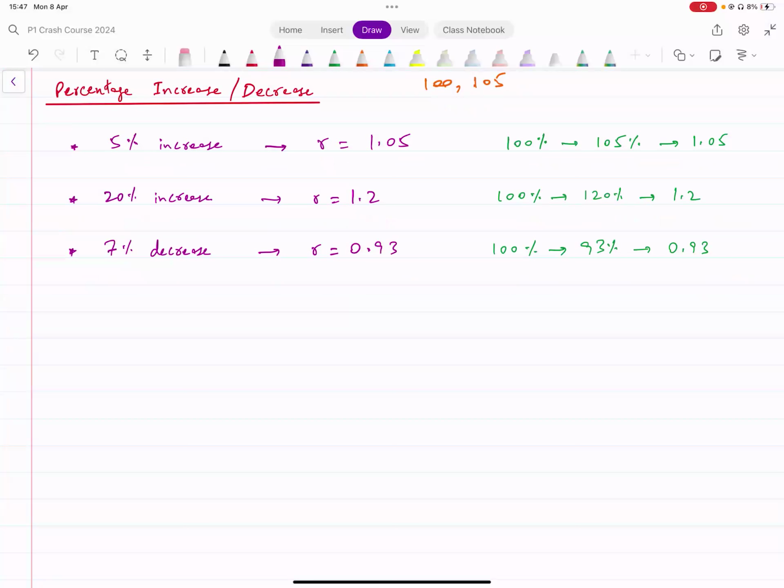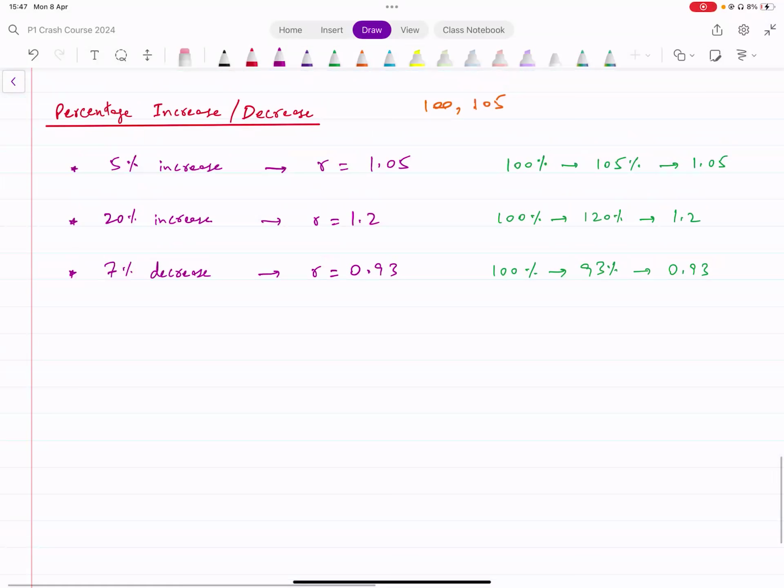Is that all right? Any questions on this? Sir, yes. Sir, will it be given in the question that the progression is arithmetic or geometric? Or do we have to figure it out? No, you'll have to figure it out in this case. They will just tell you it's increasing by this percentage or decreasing by this percentage.